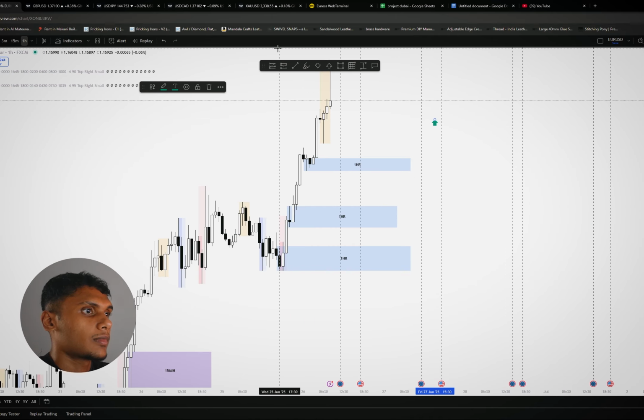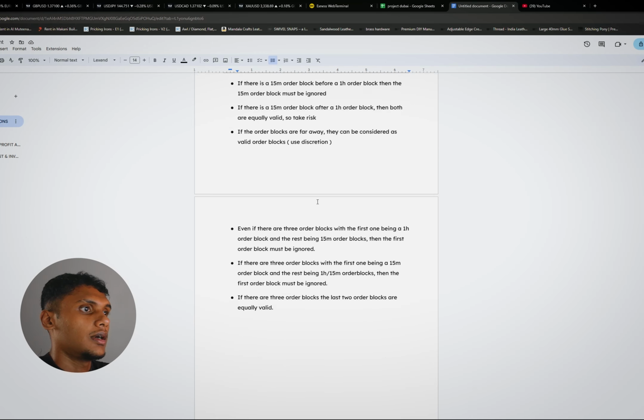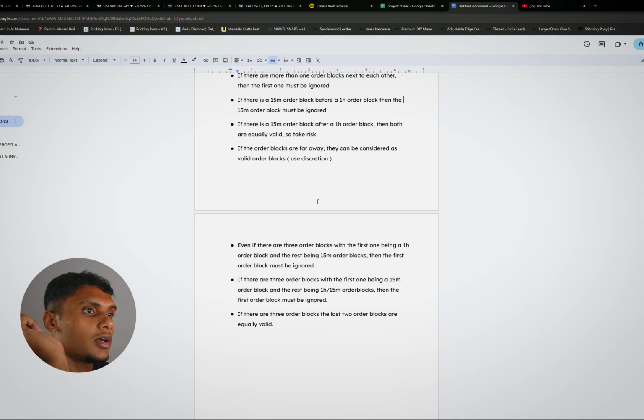So the change of rule is that even if there are three order blocks, with the first one being a 1 hour order block and the rest being 15-minute order blocks, then the first must be ignored. If there are three order blocks with the first one being a 15 minutes order block and the rest being 1 hour or 15 minutes order blocks, then the first one must be ignored. If there are three order blocks, the last two order blocks are equally valid. So these three are important points.